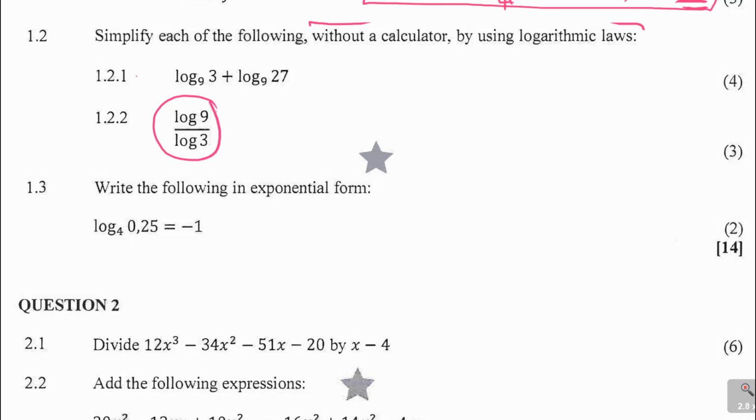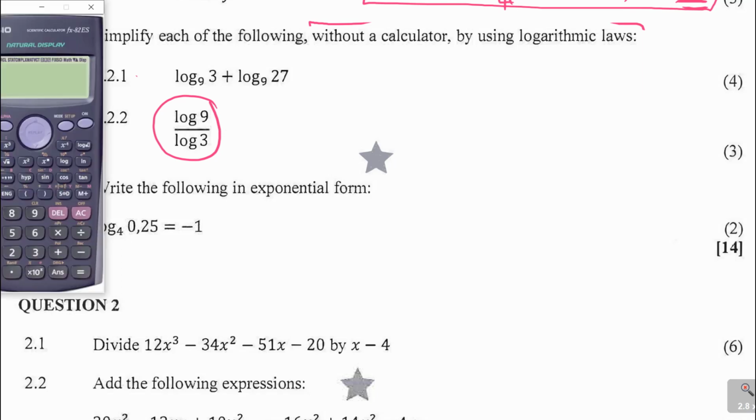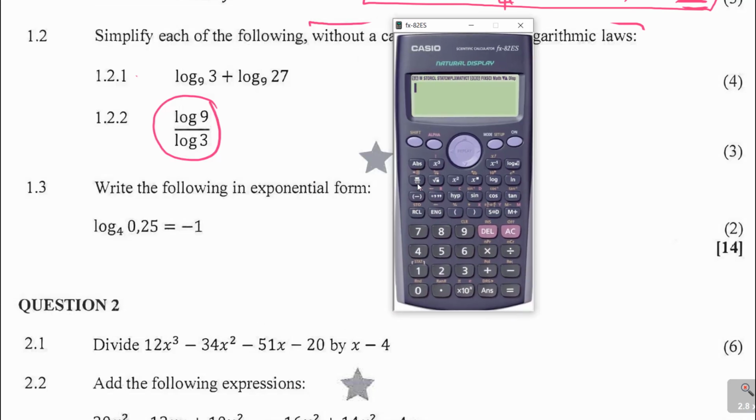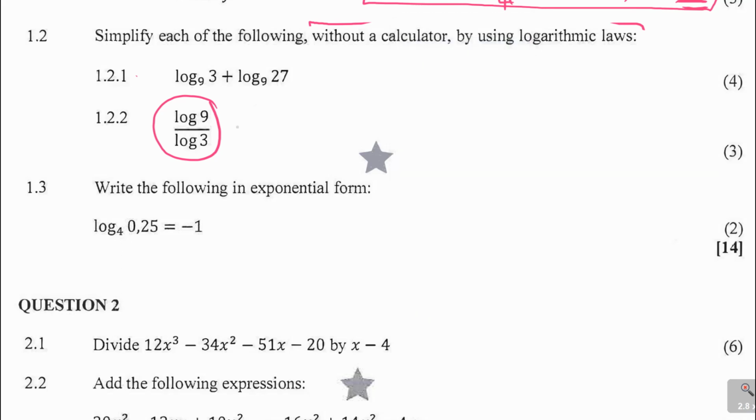Look at this. They say using the laws, log 9 over log 3. What is important again, guys, is this. They said no calculator. Use it and check out the answer first. Say log 9, just like they did, and then over what? Log 3. Just like that. Check the answer. Again, it's 2. The question is, how do they arrive at 2?